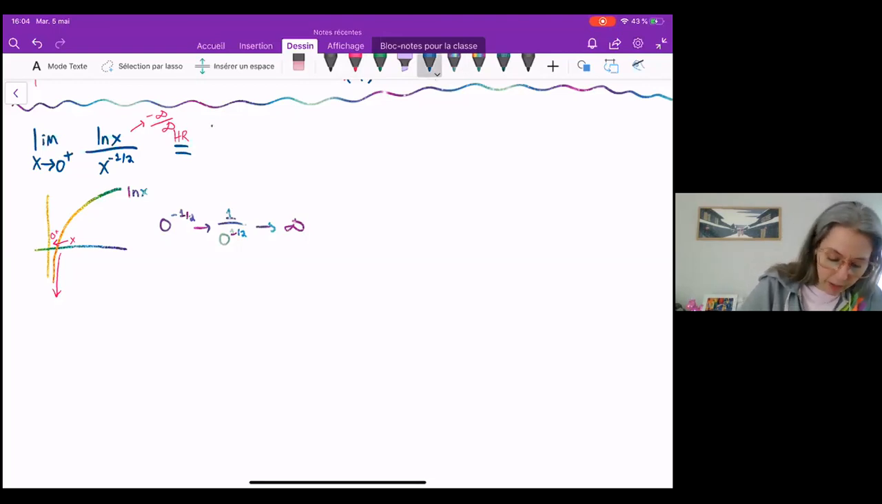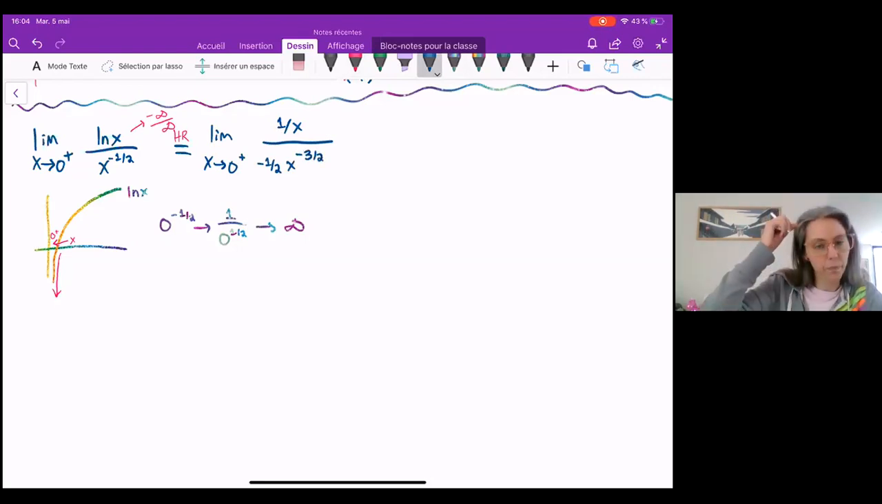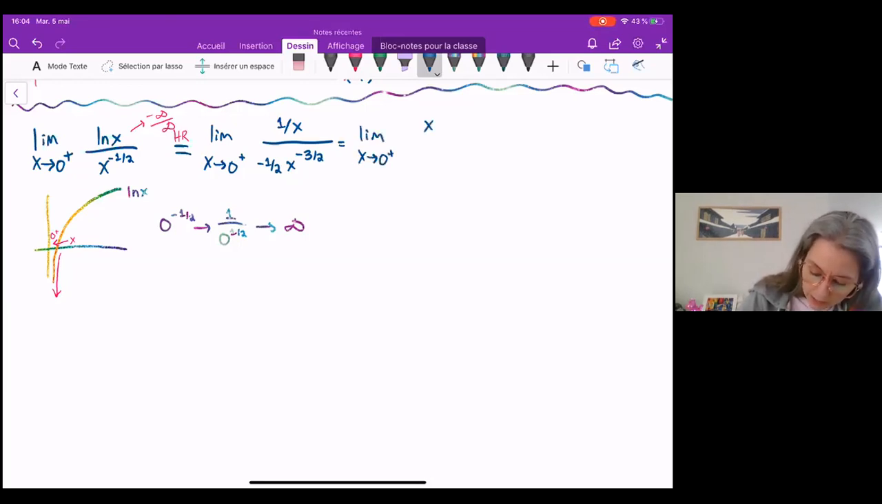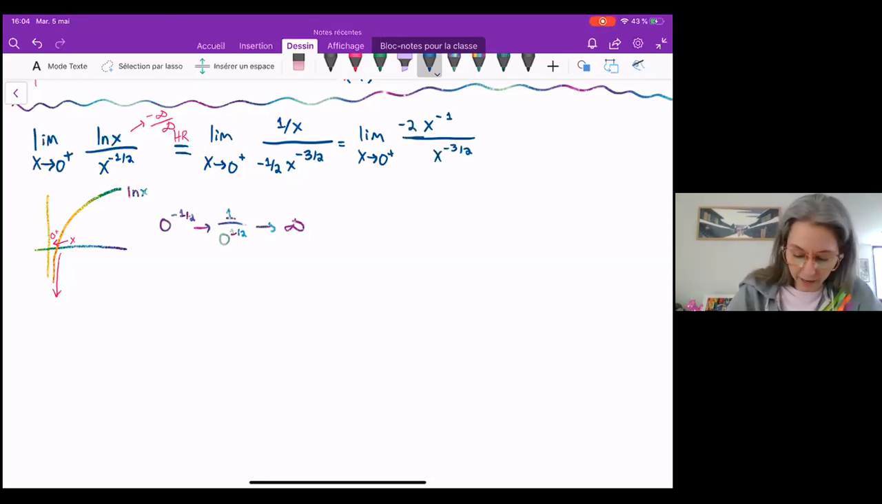So I end up with the limit as x goes to 0 from the right. The derivative of ln x is 1 over x. The derivative down here is negative 1/2 x to the negative 3/2. Now remember, before we just immediately plug in again, we want to simplify this thing. So I'm going to simplify it by rewriting that 1 over x as x to the negative 1, over x to the negative 3/2. That negative 1/2 on the bottom can be moved to the top as a negative 2.